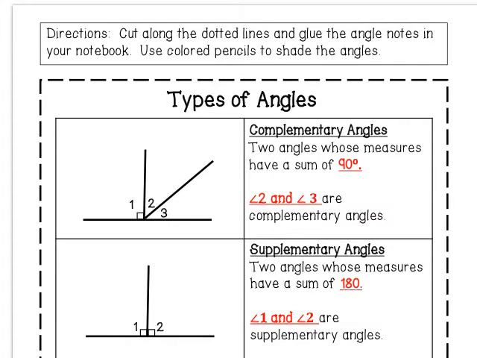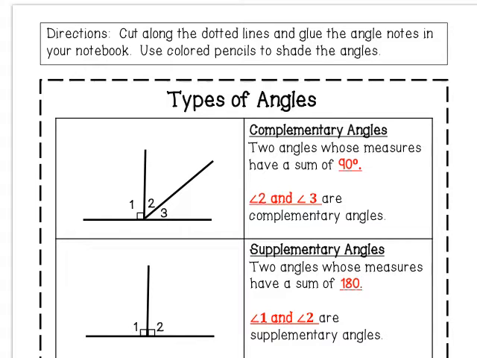So the first one, make sure you see the one that says complementary angles up top. Okay. So you are going to cut this out. We're going to glue it into our notebooks. If you would like to wait to glue it into your notebook until later, that's fine, but make sure you get these notes down. So complementary angles.